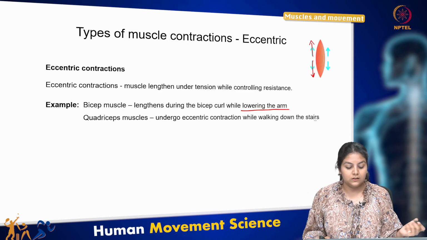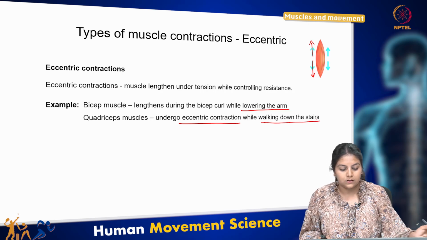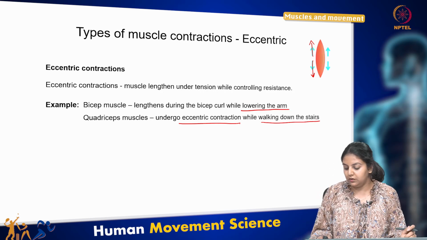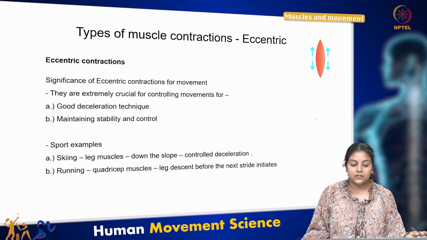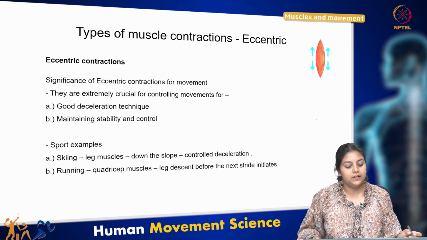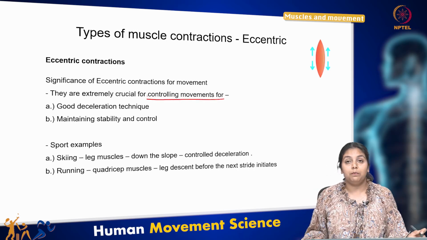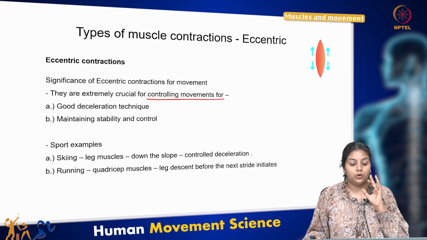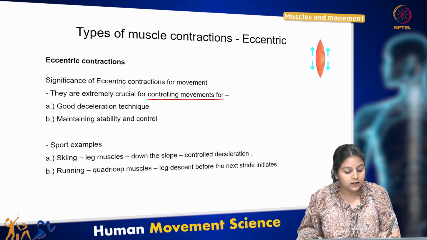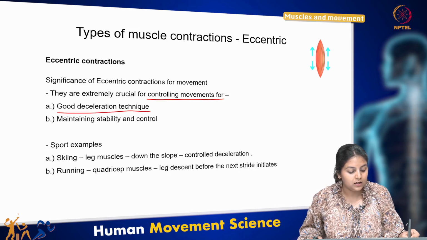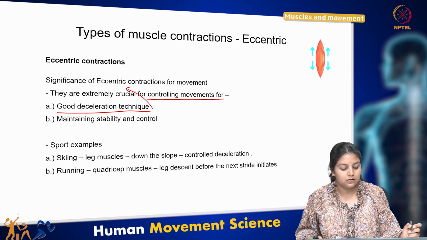So your quadricep muscles undergo eccentric contraction as they are walking down the stairs. They lengthen under tension to control the resistance. Eccentric contractions are extremely crucial for controlling movements. For example, when you are sprinting, running down a hill or skiing, you need to maintain a good deceleration technique. That is where your eccentric contractions come into play.